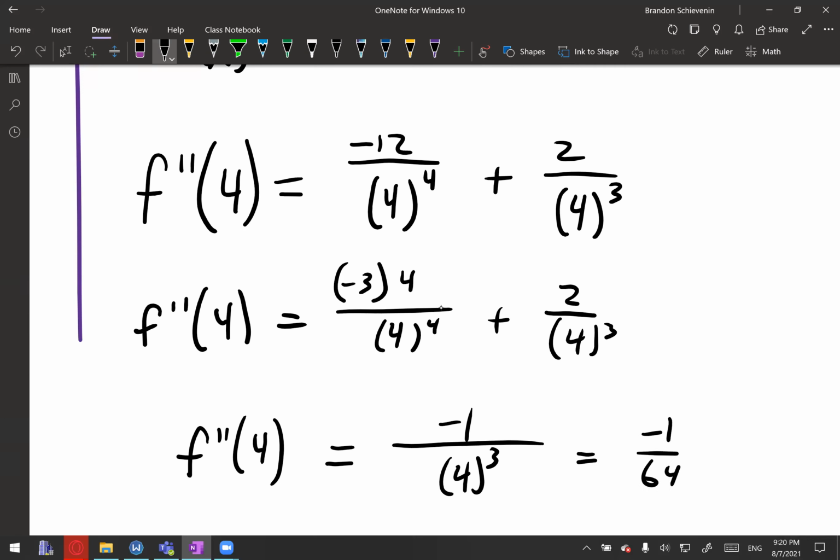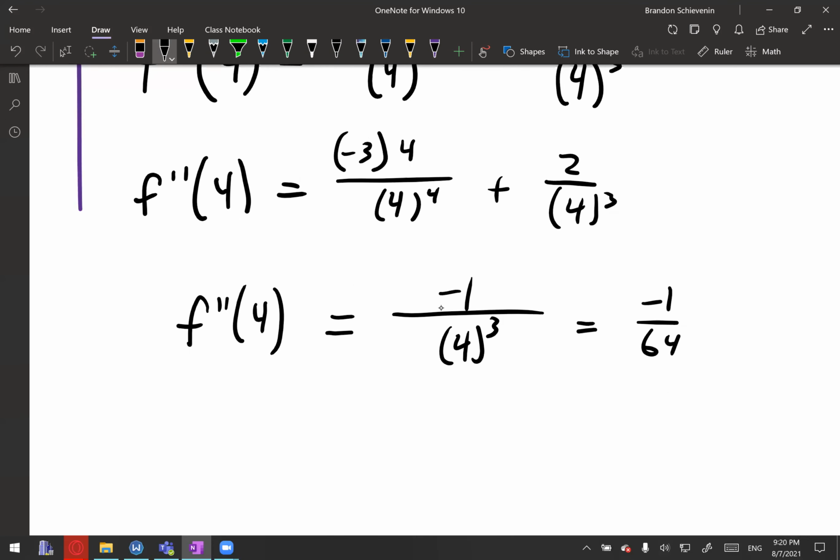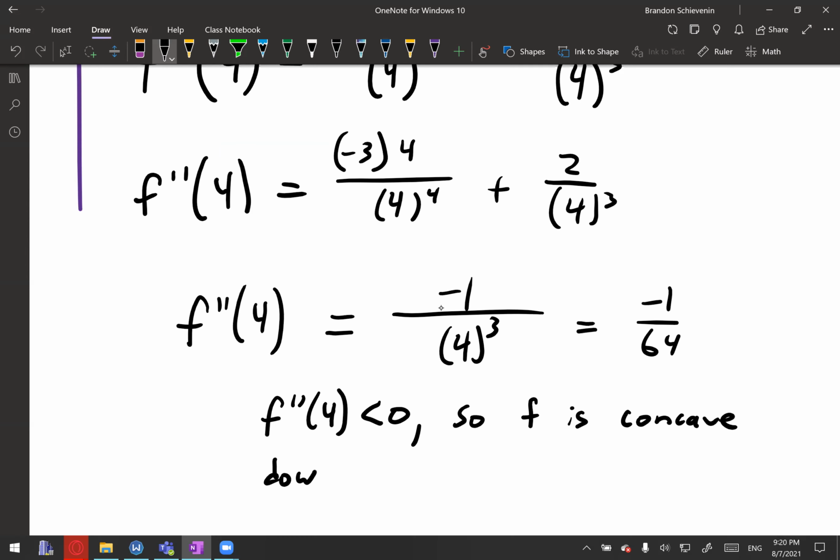That is negative. So we are concave up or concave down? Concave down. Perfect. F prime prime at 4 is less than 0. So concave down. Maybe more specific, actually. F is concave down at x equals 4. Okay.